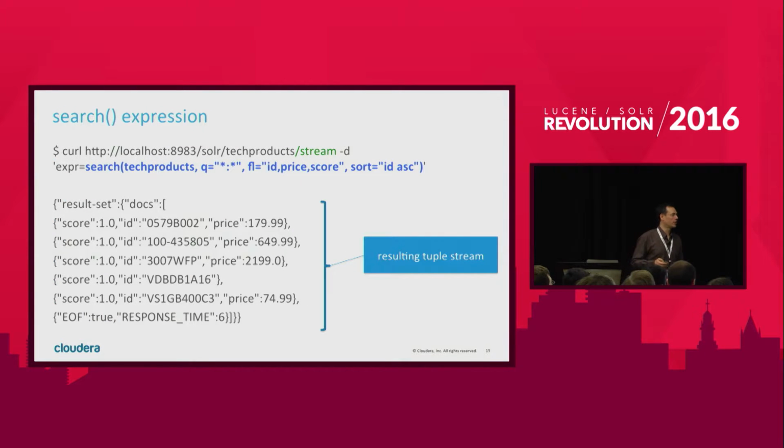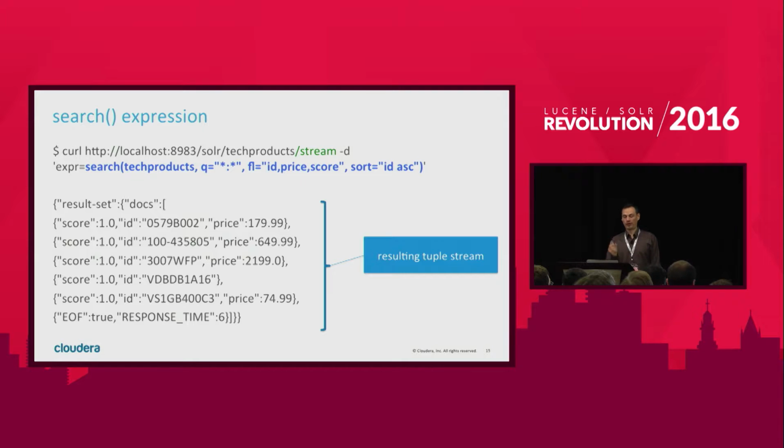So the simplest streaming expression is the search expression. The search expression is just like a normal Solr distributed search. To do any search expression, you hit the stream REST endpoint, which is enabled by default on all Solr nodes now. And you just pass it the search expression in the EXPR argument.